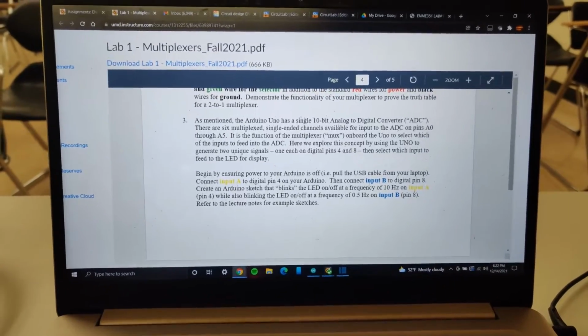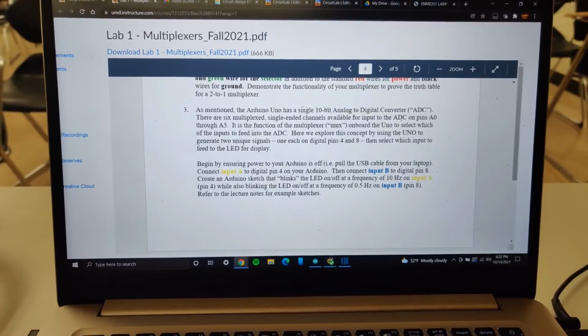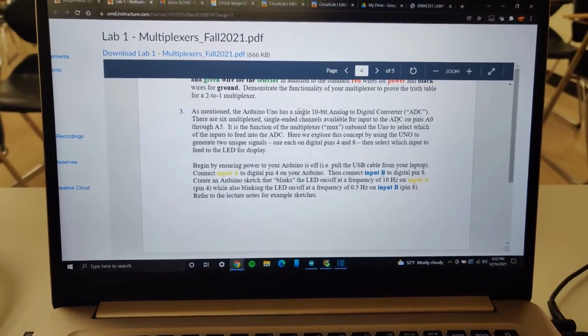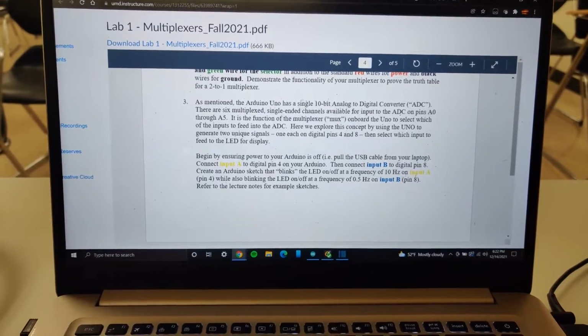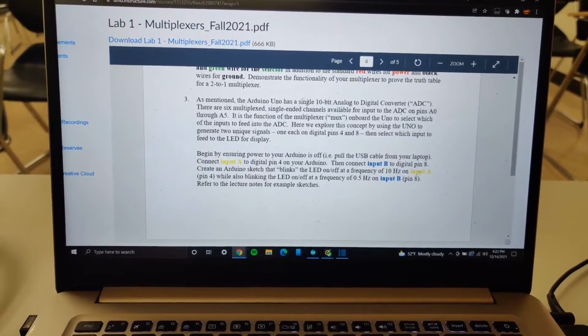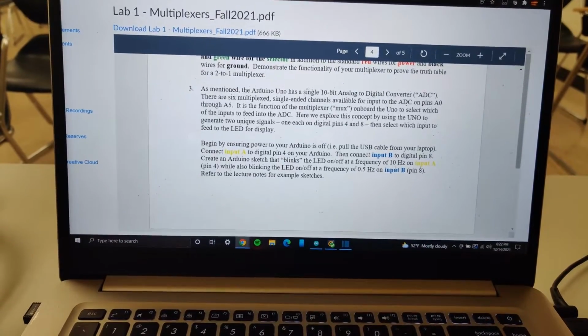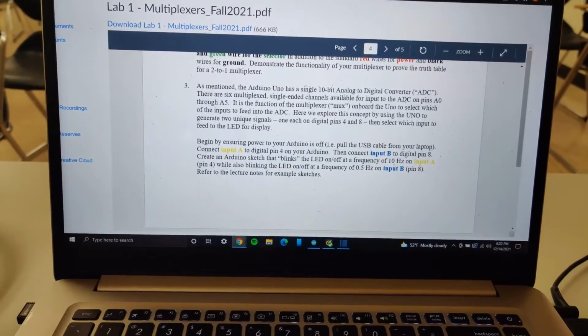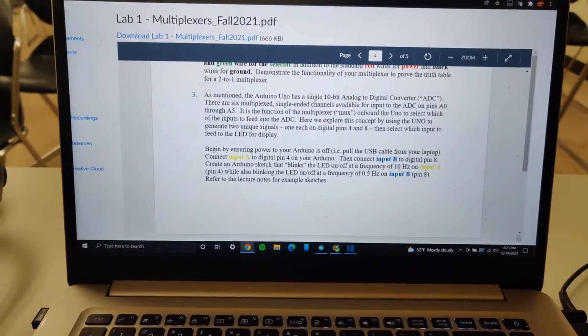For the last part of our lab, we had to use our 2-to-1 multiplexer to select different frequencies. So input B, which is the blue wire, is connected to pin 8, and it has a frequency of 0.5 Hertz. Input A is the yellow wire, and it has a frequency of 10 Hertz. So we're going to change the light blinking frequency from low to high using only our selector wire.